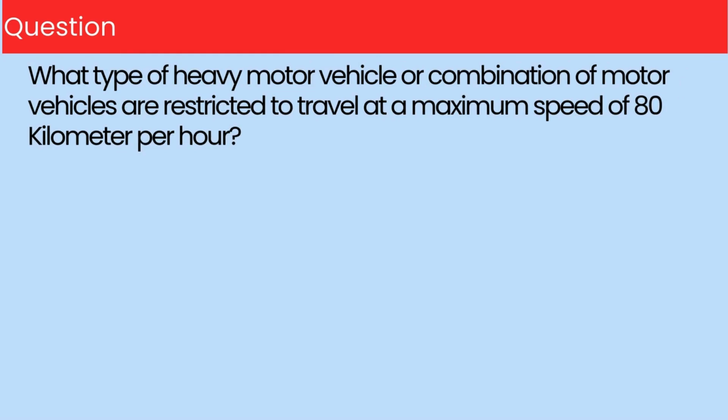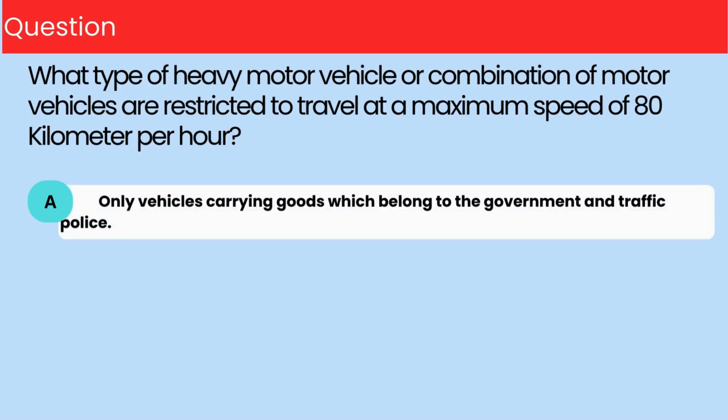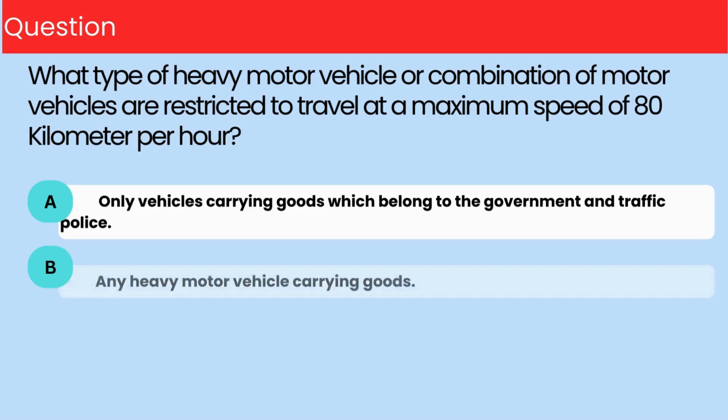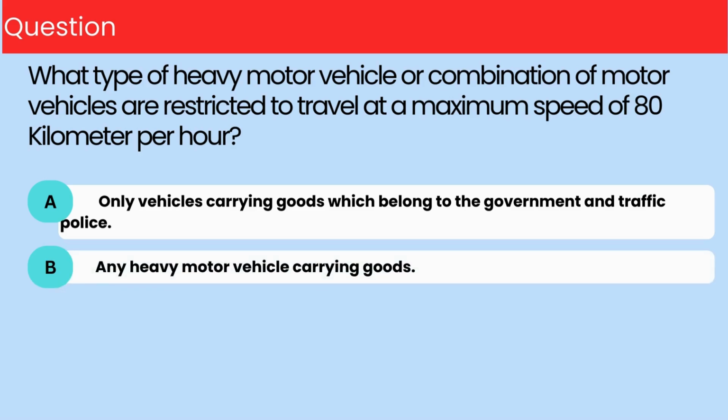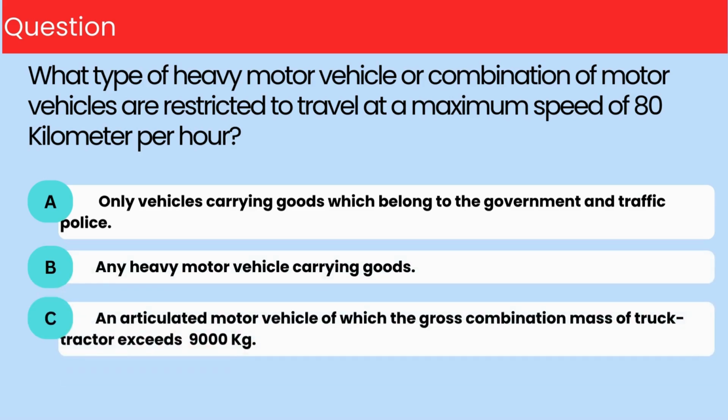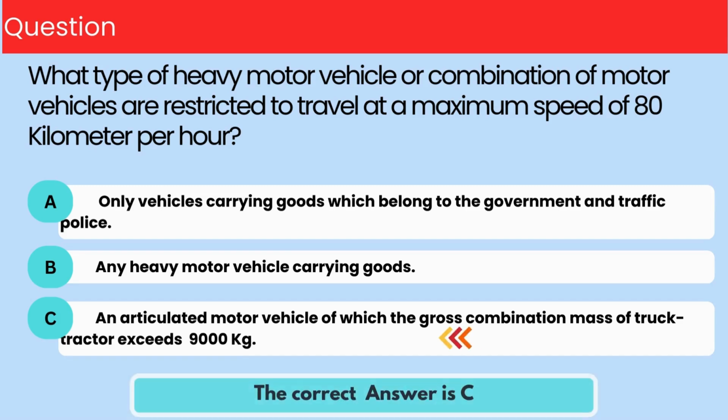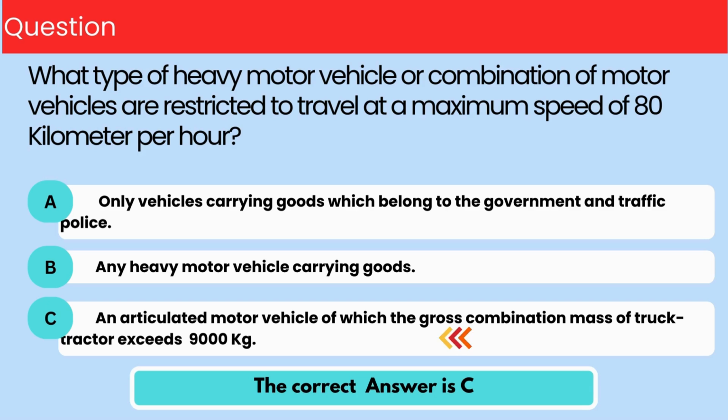Question. What type of heavy motor vehicle or combination of motor vehicles are restricted to travel at a maximum speed of 80 km per hour? A. Only vehicles carrying goods which belong to the government and traffic police. B. Any heavy motor vehicle carrying goods. C. An articulated motor vehicle of which the gross combination mass of truck-tractor exceeds 9,000 kilograms. The correct answer is C.